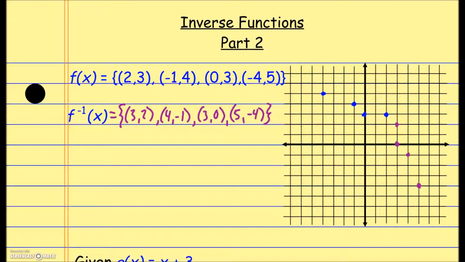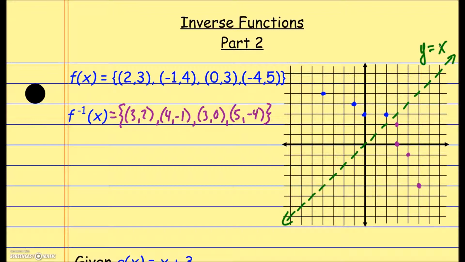If I draw the line of symmetry, this diagonal line, it should make it easier to see. You should be able to see that the blue dots and the purple dots are clearly a mirror image of one another over this green dotted line. These are reflected over this line, and the interesting part is this is the line y equals x. That's so interesting because of what the inverse is: when we switch the x and the y.